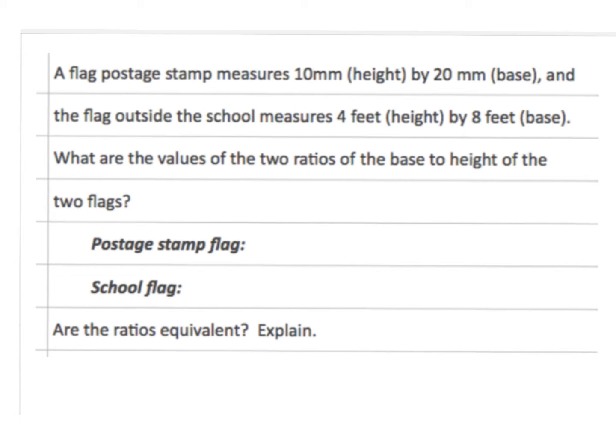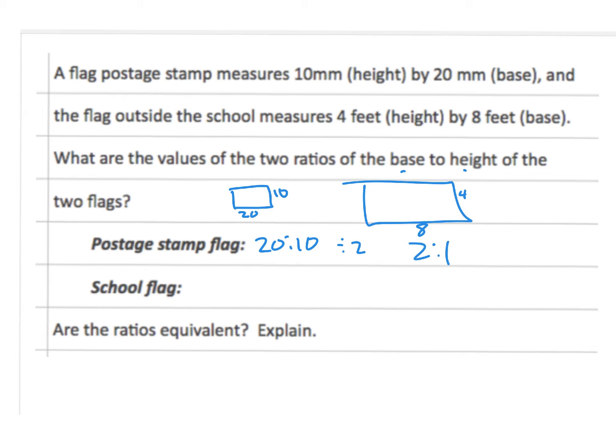So we're going to draw a picture here because we got a flag postage stamp. So that's a small one, like that. That measures 10 millimeters high and 20 millimeters on its base. Then we have a flag outside of the school that measures 4 feet high and 8 feet on the base. I want to know, what are the values of the two ratios of base to height of the two flags? So our postage stamp, we want the base to the height. So we're going to have 20 to 10. If I divided by 2, it would be 2 to 1.